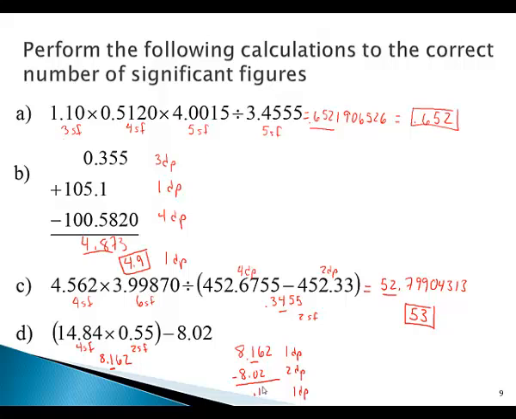I get 0.142 on my calculator. Only good to 1 decimal place. My final answer is 0.1. Okay, and that concludes showing examples where we're using significant figures in calculations.